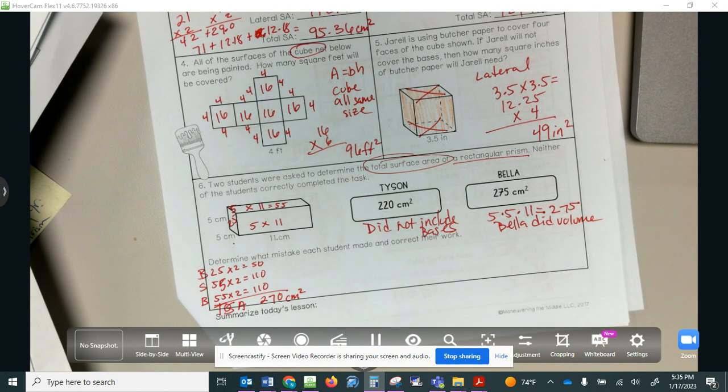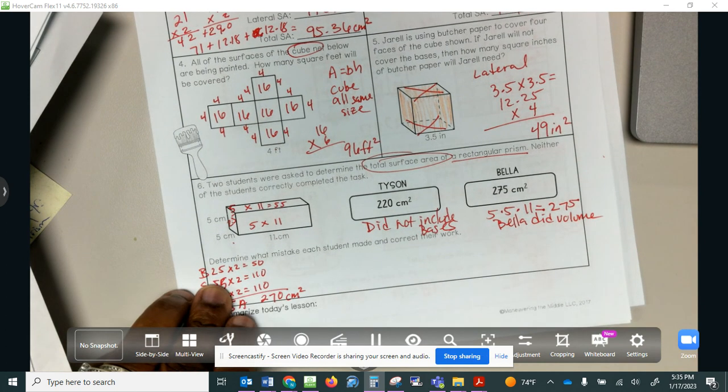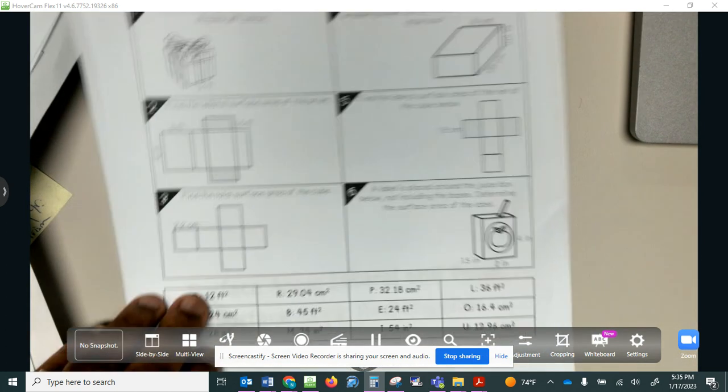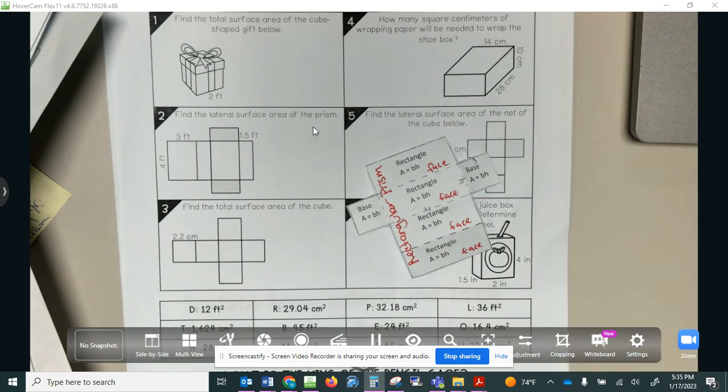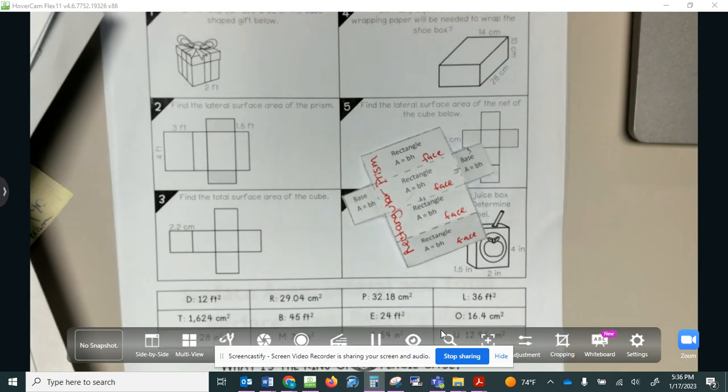All right. So hopefully we have enough practice that now you should feel successful to be able to do your homework. Again, go back and watch the video if you need it. Use your notes, use your little foldable. That's very helpful.